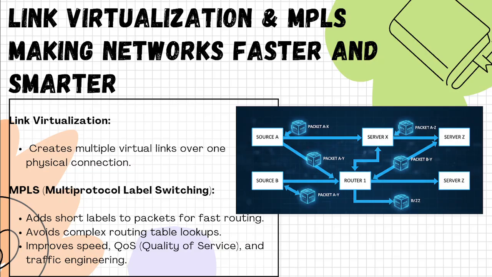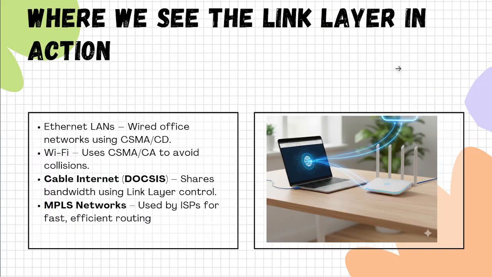Routers forward packets based on these labels, which makes routing much faster and supports quality of service for things like video calls and streaming. You can see in the diagram how data packets travel from many sources to routers. Let's go to the next one.